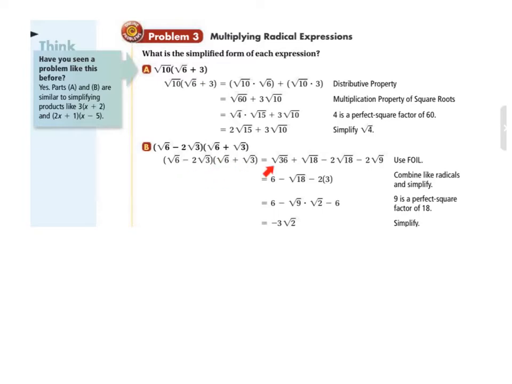Outer term is going to be square root of 18. Oh, that's right there in the front. And the last term is going to be a negative 2 square roots of 9. Again, 3 times 3 is 9.